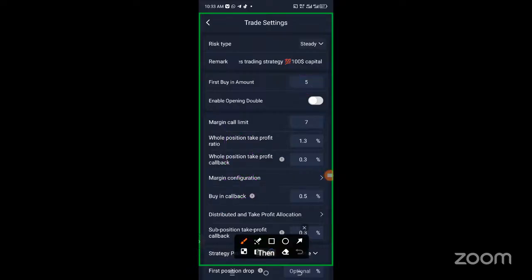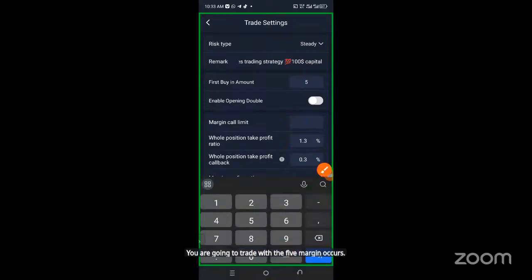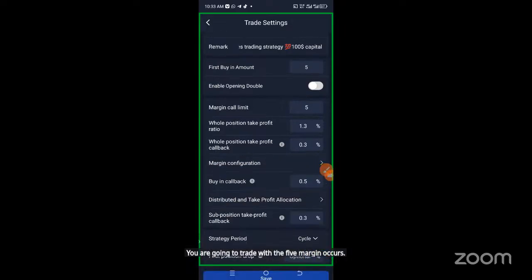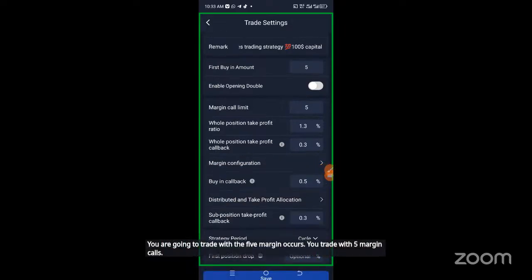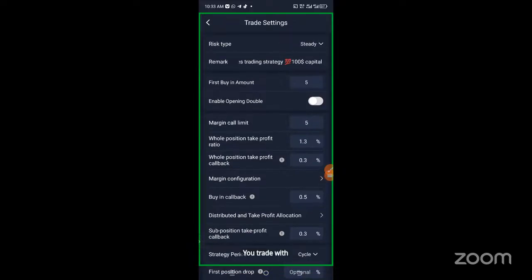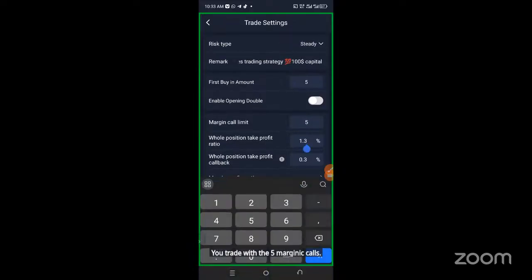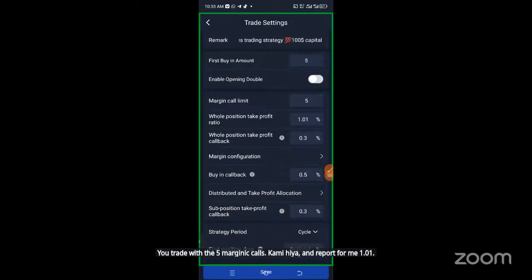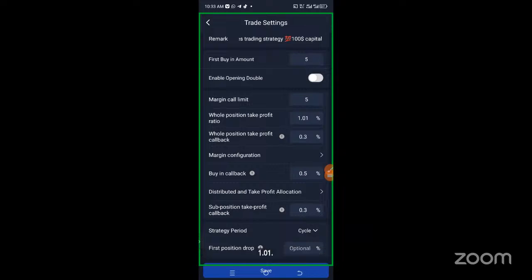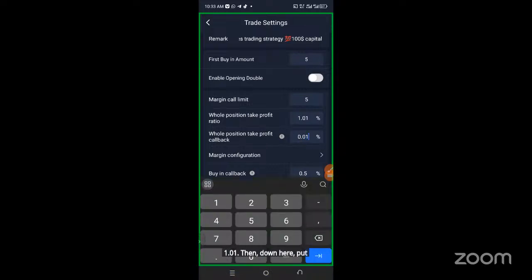Then come here, to the number of margin calls. You are going to trade with 5 margin calls. Come here and put 1.01. Then down here, put 0.01.